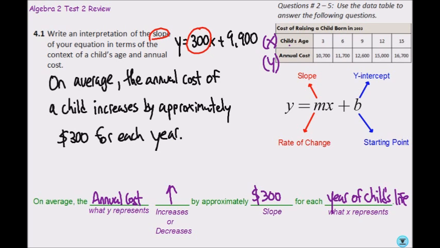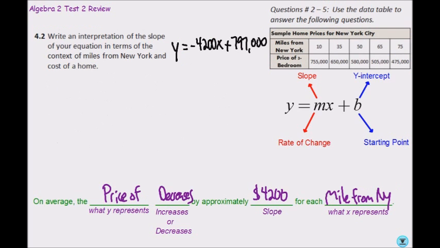All right, so let's check 4.2 and 4.3. And what I've done is I've just filled in some words. I want you to clean this up, though, right? So on average, the price of a 3-bedroom home decreases by approximately $4,200 for each mile from New York City or something like that, right? So like I said, what we're really looking for is a coherent sentence.